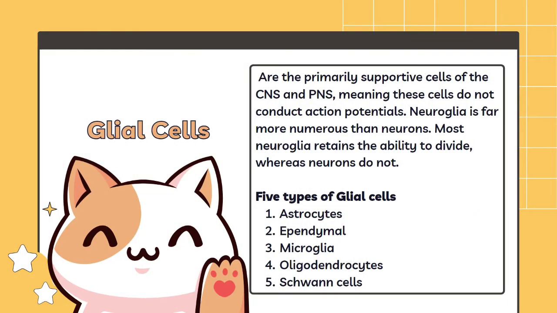Another cell of our nervous system is the glial cells. They are the primary supportive cells of the CNS and PNS, meaning these cells do not conduct action potentials. Neuroglia are far more numerous than neurons. Most neuroglia retain the ability to divide, whereas neurons do not. Here are the 5 types of glial cells.